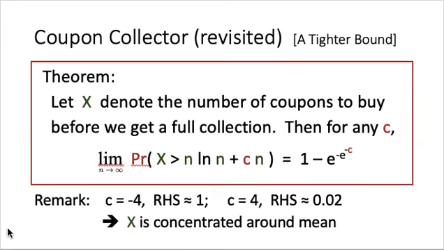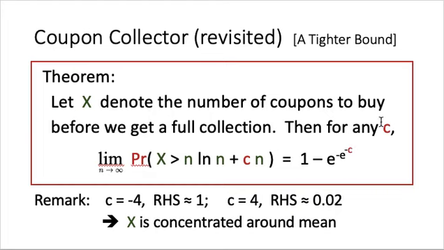So here, this is the theorem that we will obtain. Suppose that X denotes the number of coupons to buy before we get a full collection. So X is the eventual number of coupons until we get a full collection. We are claiming that for any constant c, the chance that X is greater than n log n plus cn, when n tends to infinity, is equal to this strange term, 1 minus e to the power minus e to the power minus c.